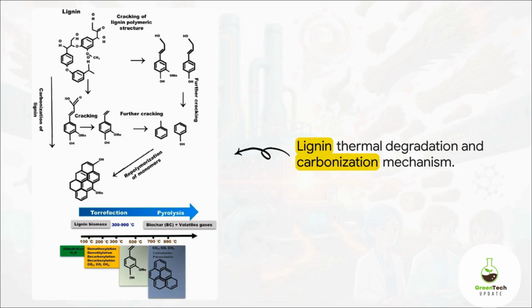Lignin's pathway, though, is entirely unique. Its ether and carbon-carbon bonds crack to form phenolic species and aromatic compounds. But here is the key difference. Unlike the sugars, which mostly volatilize and turn into vapor, lignin leads directly to the repolymerization of those monomers. They turn right back into solid aromatic char.